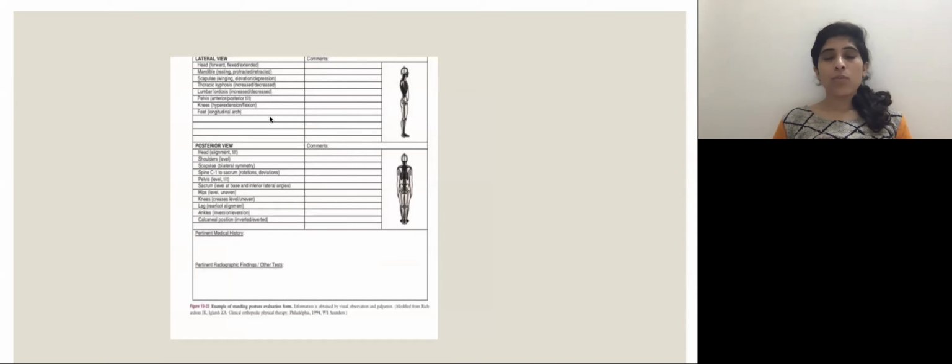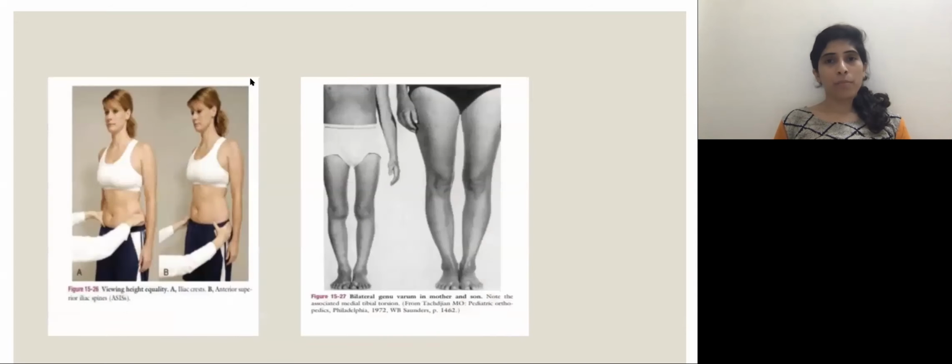Then in the posterior view, we'll check the inferior angle of the scapula, then the upper level of the scapula, whether it is excessively elevated or in the downward direction. Then we'll check the PSIS. Then we'll check the distance of the scapula from the midline. Then the knee joint line, and the foot position, whether it is pronated or supinated. So all these findings will be written down in the recording form.